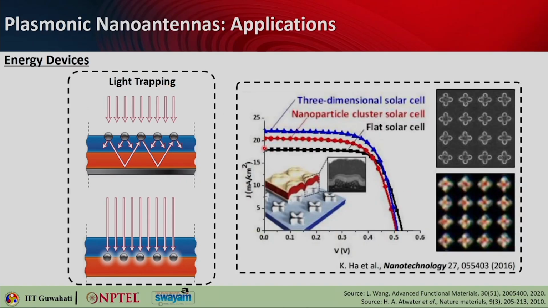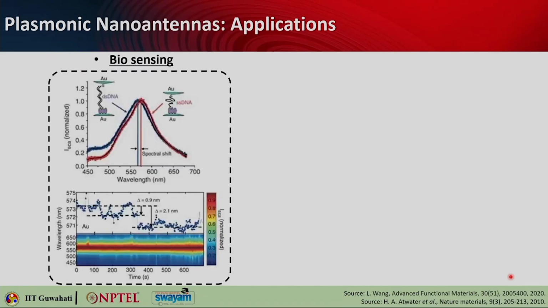So, here is an example: with a 3-dimensional solar cell, as compared to the nanoparticle cluster solar cell or the flat solar cell, the 3-dimensional solar cell with nanoparticles actually has the highest efficiency. So, these are the 3D solar cells people have tried to make, and they have got the highest efficiency. That's a work reported in 2016. Now, things have also improved further. People are able to go even further in efficiency in solar technology.